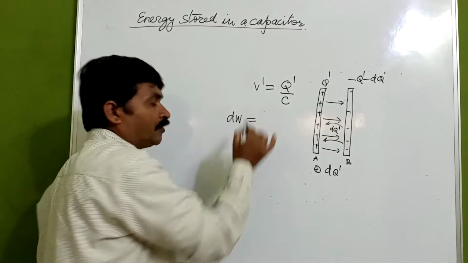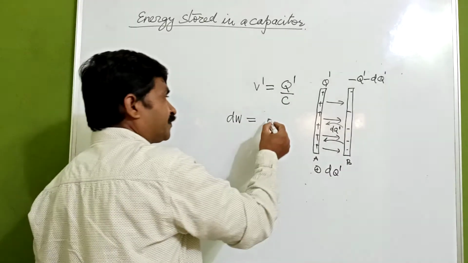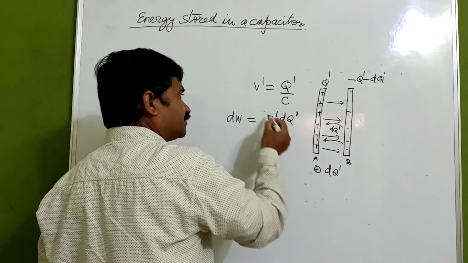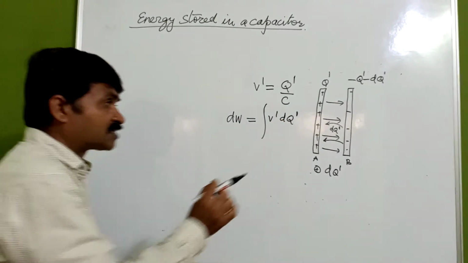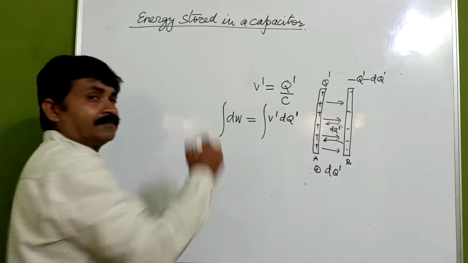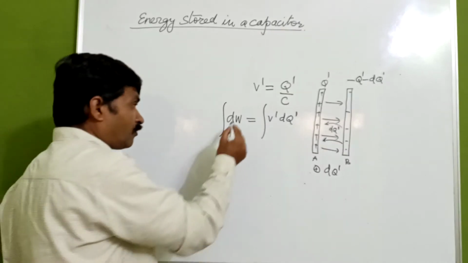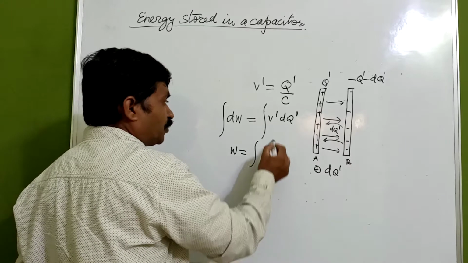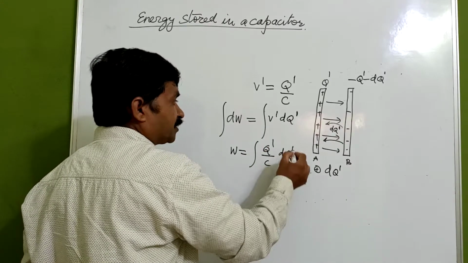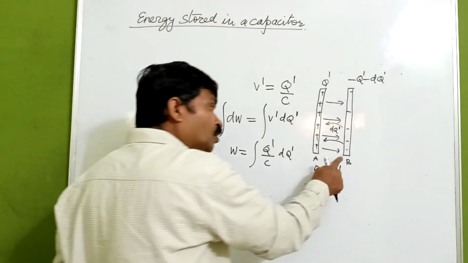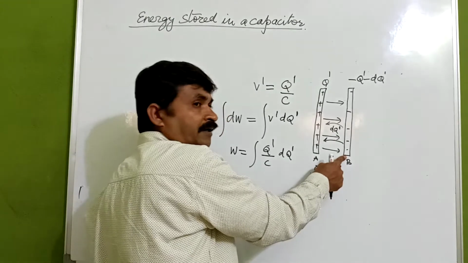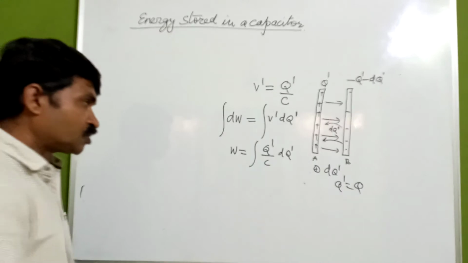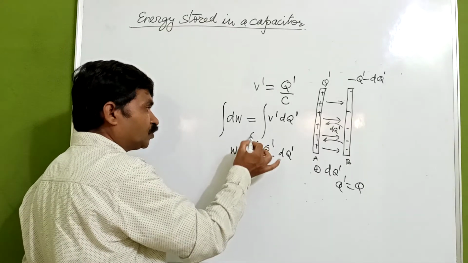So dW, the small work done, will be given by V dash dq dash. If we are talking about a small work done, then the total work done will be given by integrating this relation. Now V dash equals Q dash upon C, so dW equals Q dash upon C dq dash. Now we are charging it from zero, up to, suppose, Q dash equal to Q charge. So the limit will be from 0 to Q.